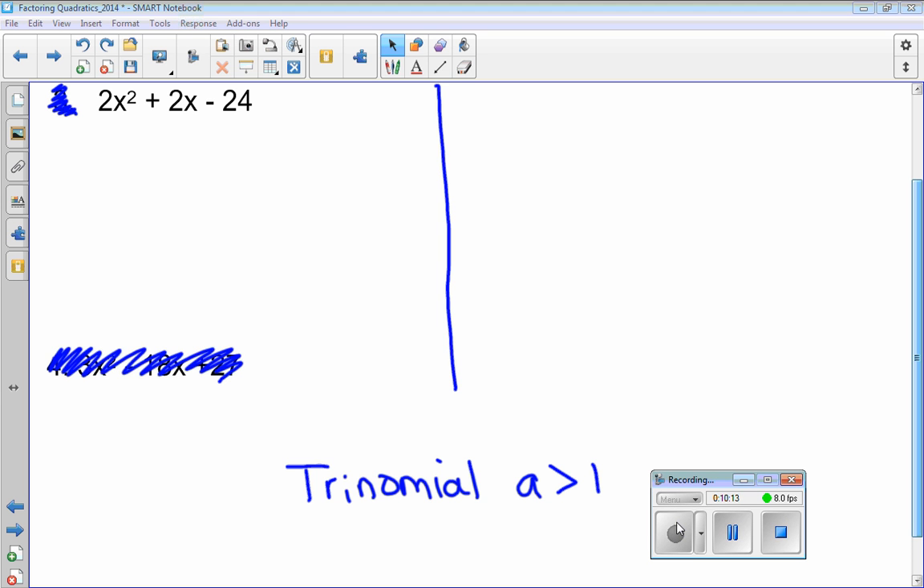In other words, the leading coefficient, or the number in front, can be something other than 1 or negative 1. It could be a 2, it could be a 3, it could be a 4. The first example is here, okay? 2x squared plus 2x minus 24. And on the right-hand side, I want you to use this example: 5x squared minus 8x minus 4. Okay? So we have two different examples we're going to put in our foldable today. These are harder to factor.